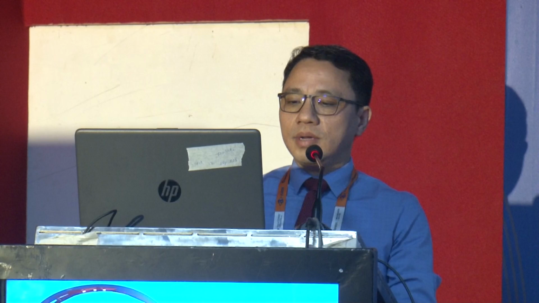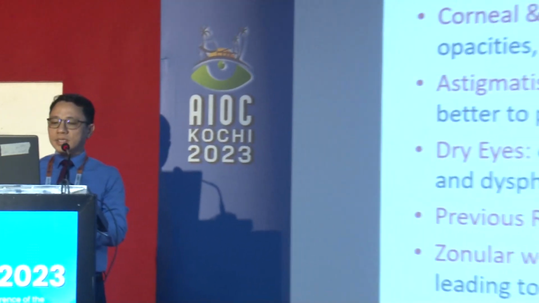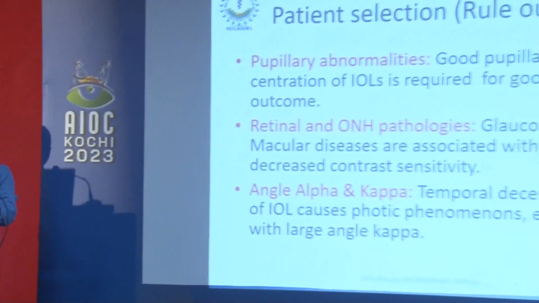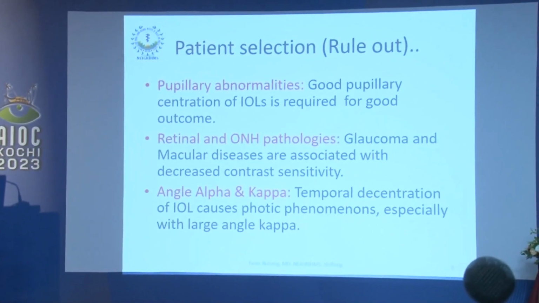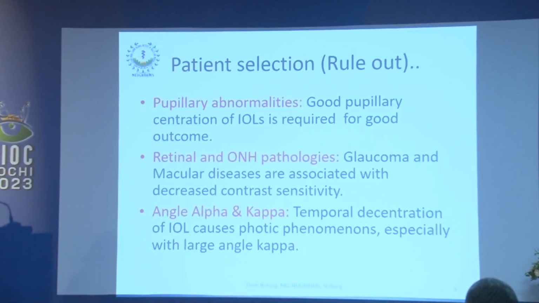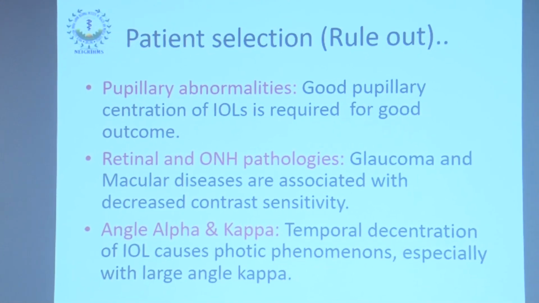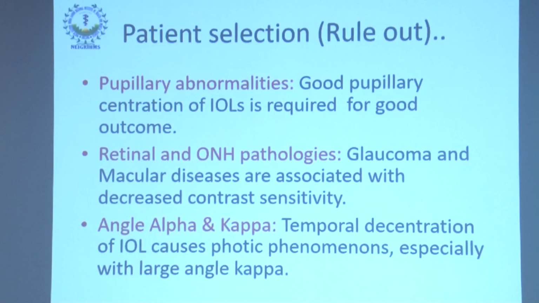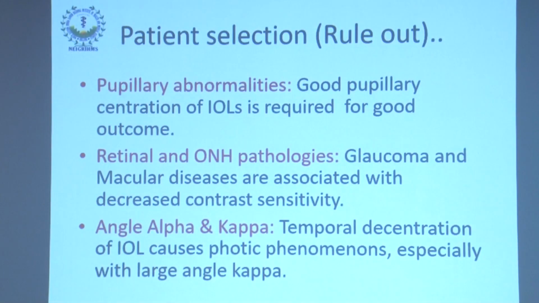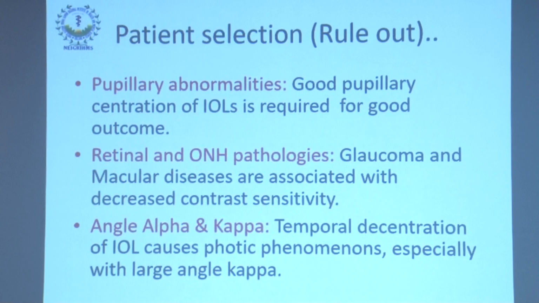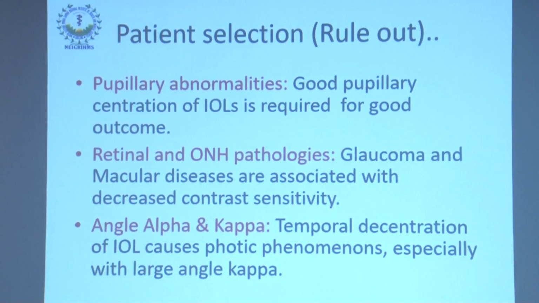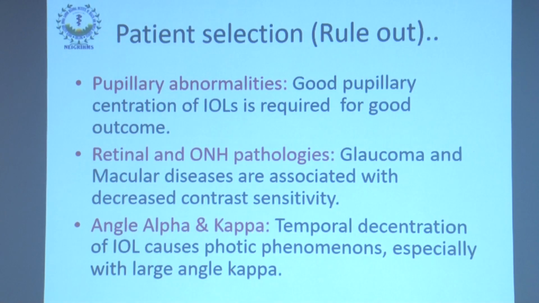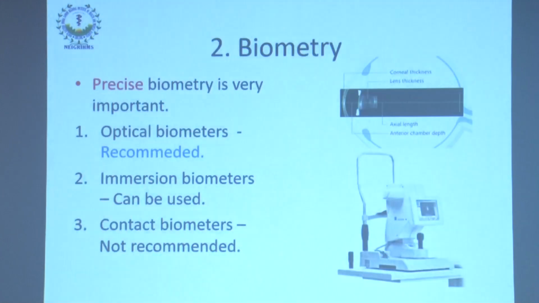And also we should rule out previous refractive surgery, because there is loss of contrast sensitivity, and zonular weakness, because it will cause IOL decentration or tilt, leading to dysphotopsia. We should also rule out pupillary abnormalities, because good pupillary centration of the IOL is required for a good outcome. And retinal and optic nerve pathologies like glaucoma and macular disease are also associated with decreased contrast sensitivity. And we should look into the angle alpha and kappa, because temporal decentration will cause photic phenomena.